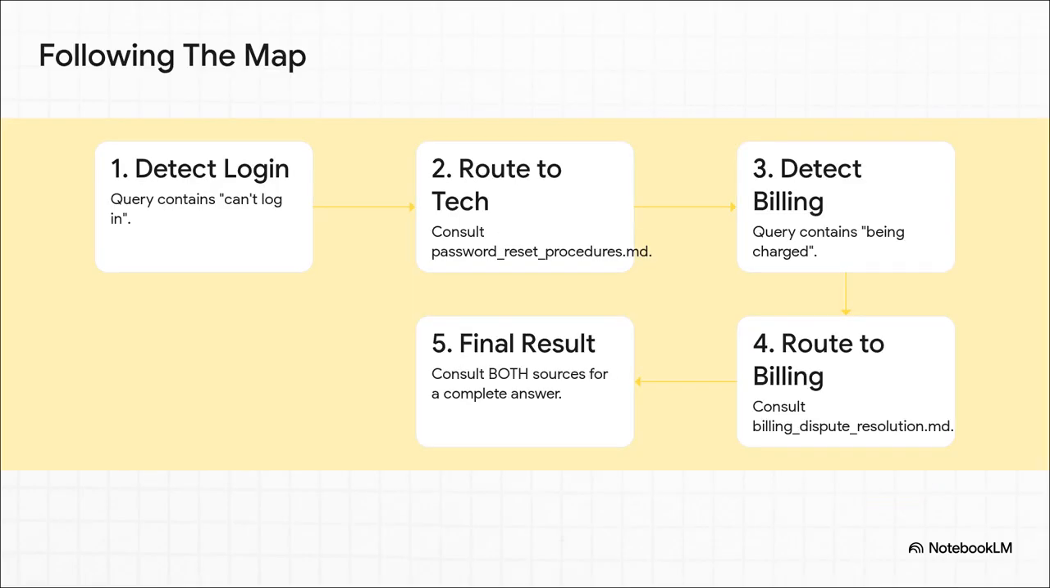And bam! Our map works perfectly. The AI spots the phrase "can't log in" and immediately knows to pull up the password reset file. Then it sees "being charged" and grabs the billing dispute file. So what's the final result? The AI consults both of those sources to give a complete, accurate answer. That is a successful test.